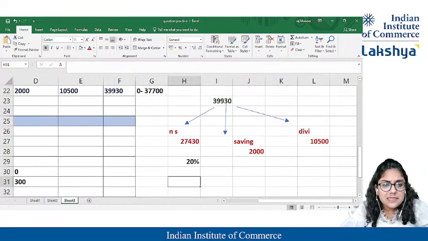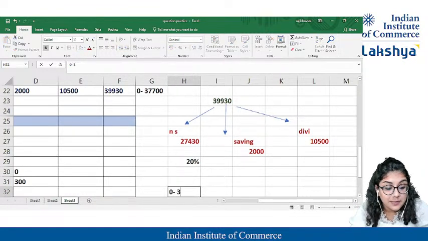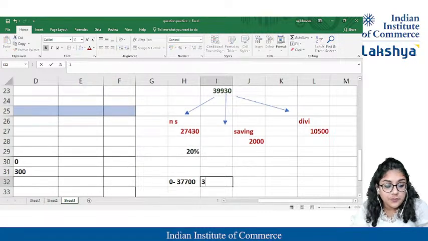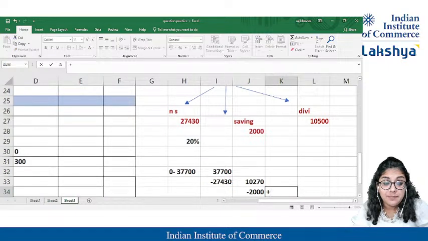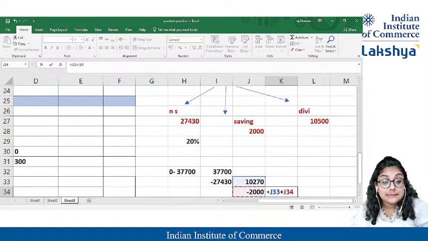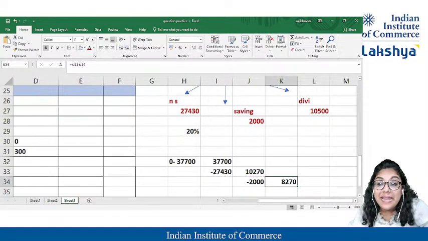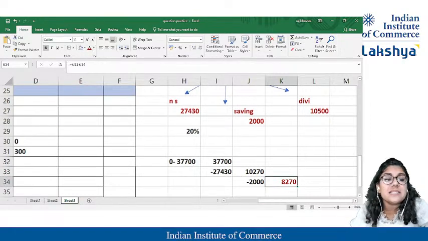20%. Hey, what is the leftover situation for the first band? 0 till 37,700. So out of 37,700, I first minus 27,430. What figure will I get? Yes, ma'am. Out of that again, savings you are minusing 2,000. Achha, ma'am, this is the leftover situation. Yes. Now only 8,270 comes in the first band.